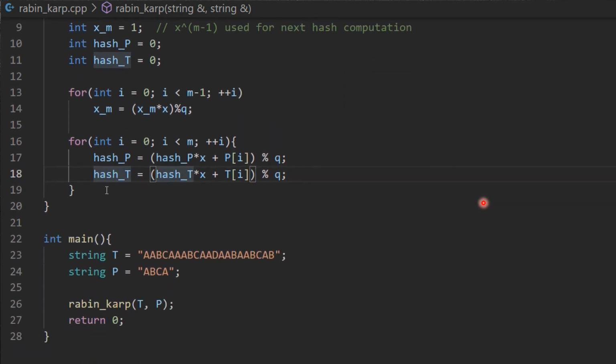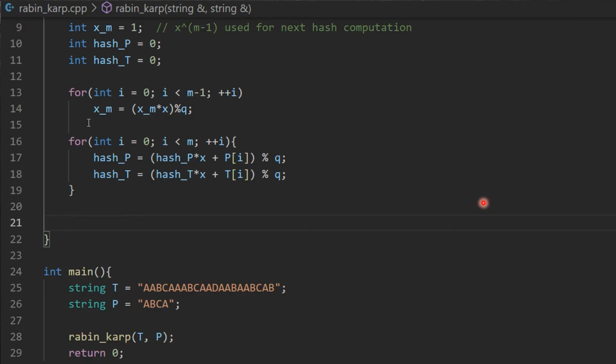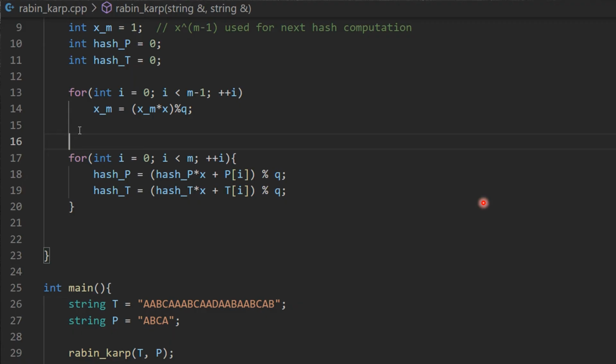Similarly for text. Now we have the first window and the hash of the first window of the text and the hash of the pattern. Now we will start matching and updating the hash within one loop.